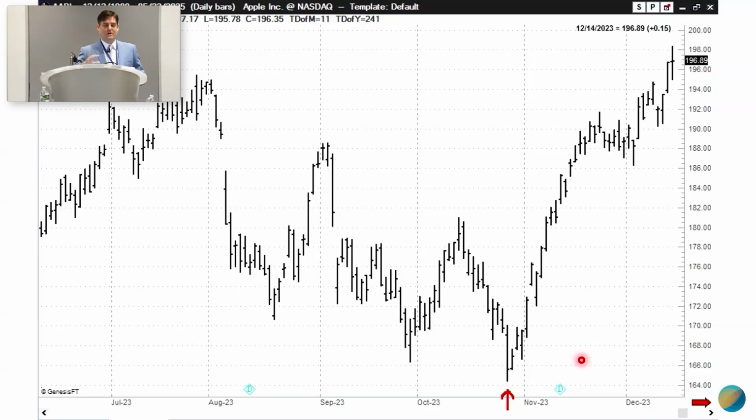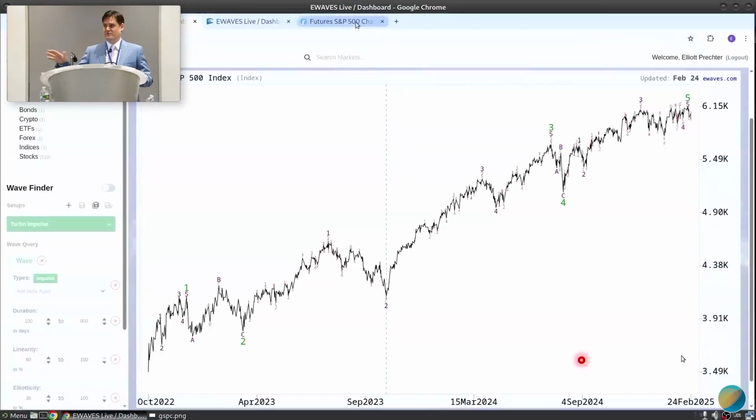But that said, I would recommend looking for much higher Ellioticity markets. So personally, I would completely avoid Apple. All right, so let's move on to a market that everyone cares about and everyone's been watching, the S&P 500. And this is a much more recent chart.